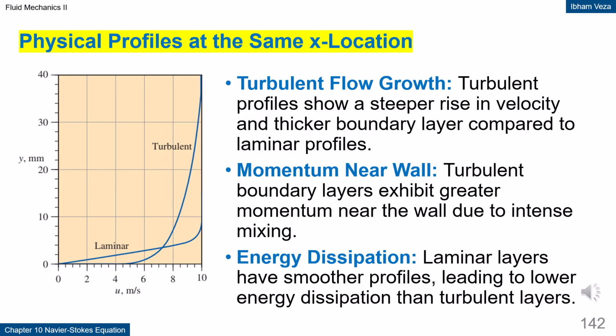Intense mixing in turbulent flow transports momentum from the outer region toward the wall. This causes higher near-wall velocity compared to the laminar case. In contrast, laminar flow has a smoother and more orderly profile. Consequently, energy dissipation in turbulent flow is much larger.